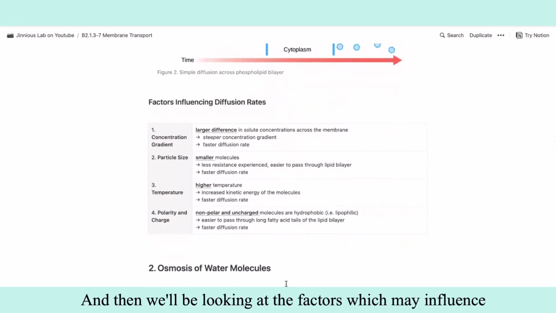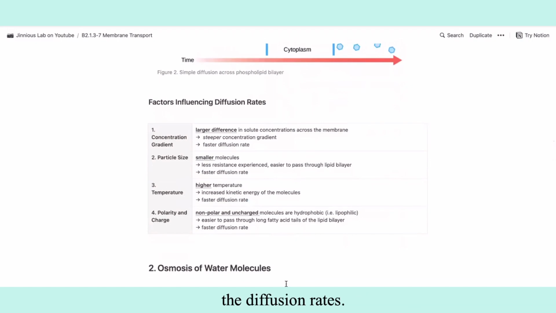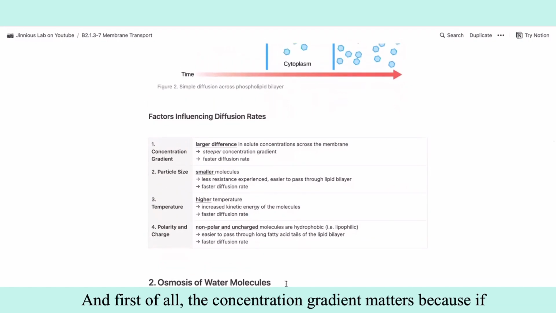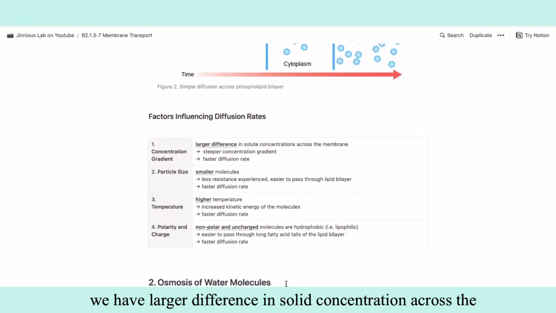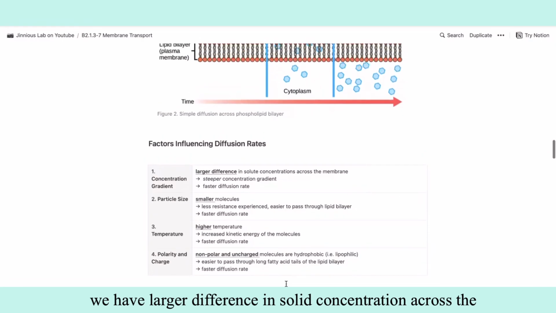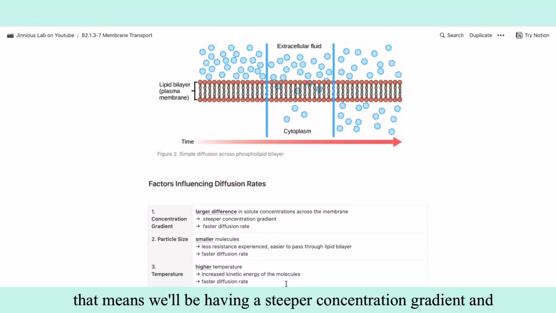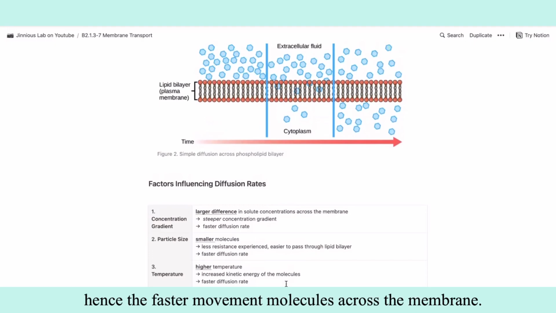And then we'll be looking at the factors which may influence the diffusion rates. And first of all, the concentration gradient matters because if we have a larger difference in solute concentration across the membrane, that means we'll be having a steeper concentration gradient and hence the faster movement of molecules across the membrane.